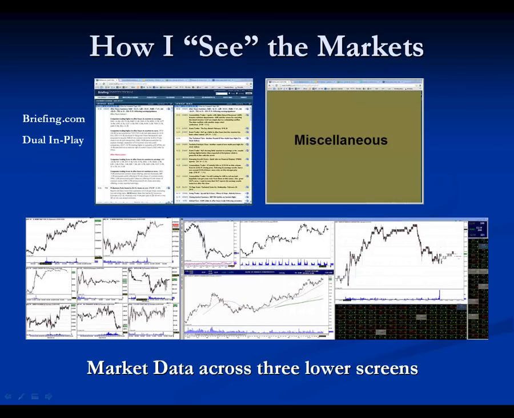So here's how I watch the markets. You can see 5 monitor screens. I've got Briefing on the top along with a miscellaneous web browser and 3 data screens across the lower 3 monitors. And I'll get into exactly how those are set up in just a minute.